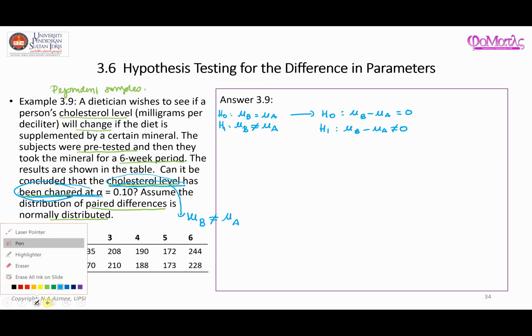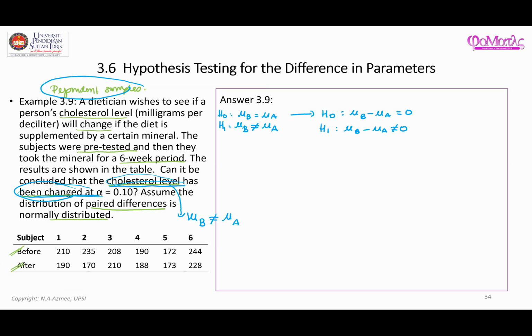not equal to 0. And since this is the case of samples being dependent, we're going to use a special notation. We're going to represent this whole mu b minus mu a as mu d. So H null is mu d equal to 0, and H1 is mu d not equal to 0. Because we're just going to say that this is the case of the dependent samples. So D here represents the new data set, which is the differences of before and after. Alright, that's the first step.